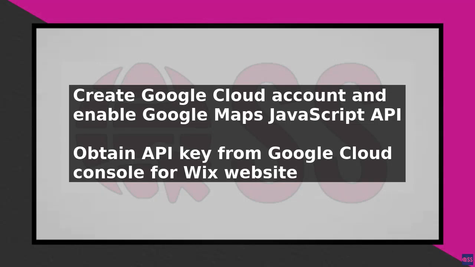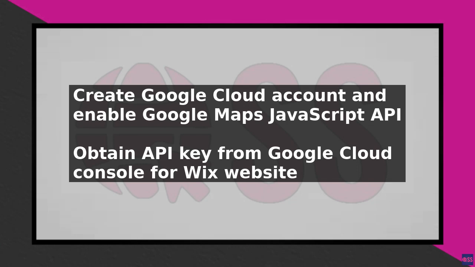To add maps to Wix, you will need to set up and add Google Maps locations to your Wix website. This process is straightforward and can be completed in a few steps. First, you need to create a Google Cloud account and enable the Google Maps JavaScript API. This will provide you with an API key that you will use to embed the map on your Wix website.